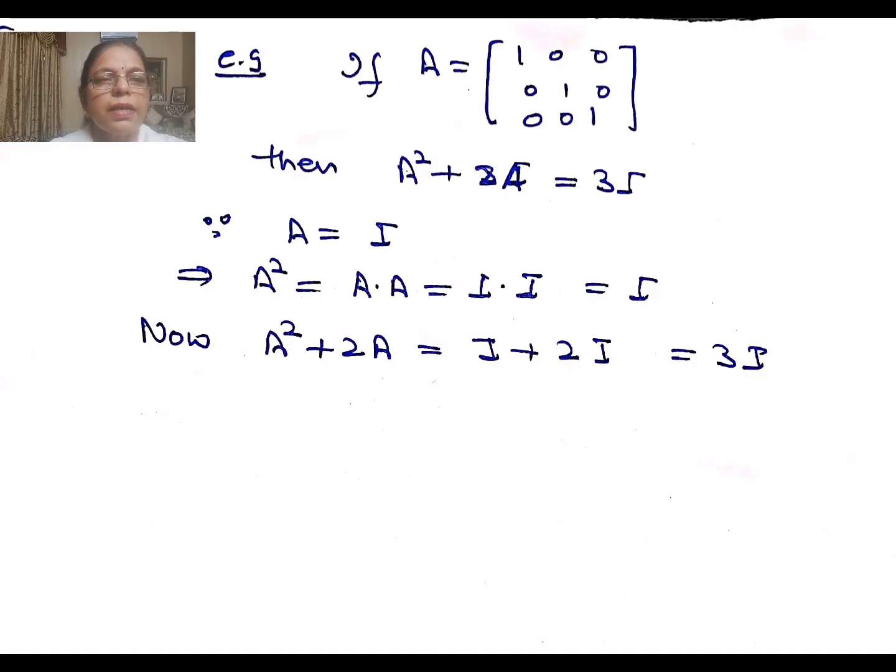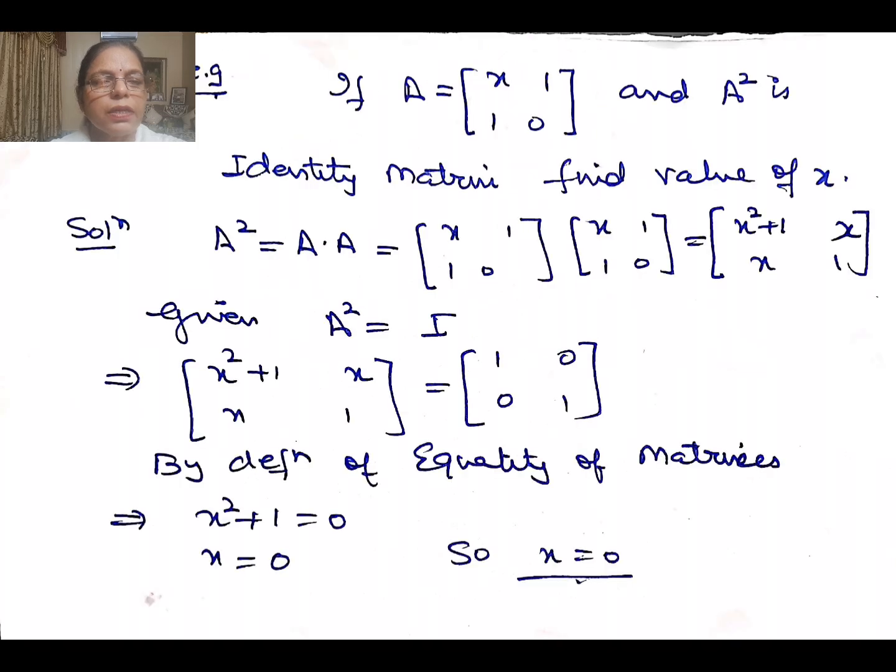Next, the last example. If A is equal to [x 1; 1 0] such that A square is the identity matrix, then find out the value of x. Now first we calculate A square. A square is equal to A into A, that is equal to [x 1; 1 0] into [x 1; 1 0]. When we multiply these matrices, the resulting matrix is equal to [x square plus 1, x; x, 1].